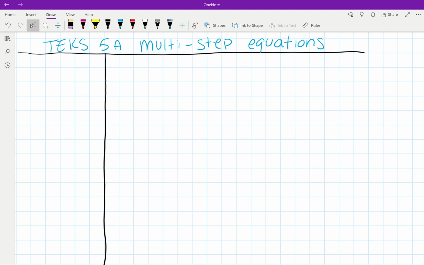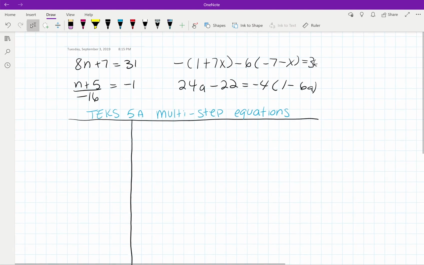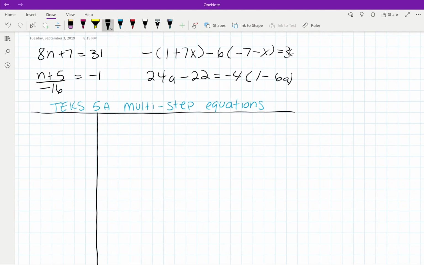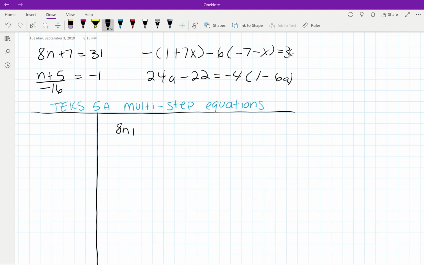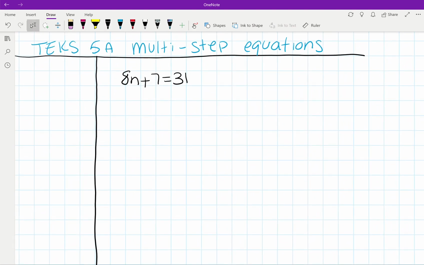So let me get my marker. And let me check right here. Our first one is going to be 8n plus 7 equals 31. This is our first example. This is a two-step equation. So two-step equations mean we're going to take 2 steps to get our variable by itself. Our first step is to get rid of the number furthest away from the variable.